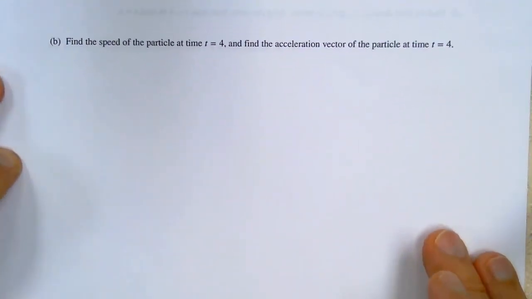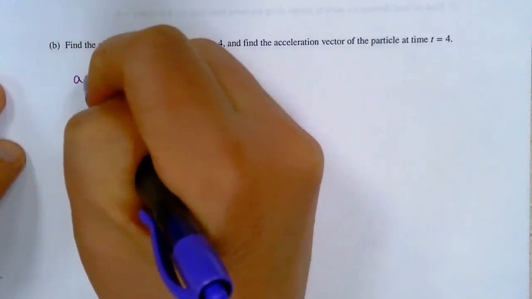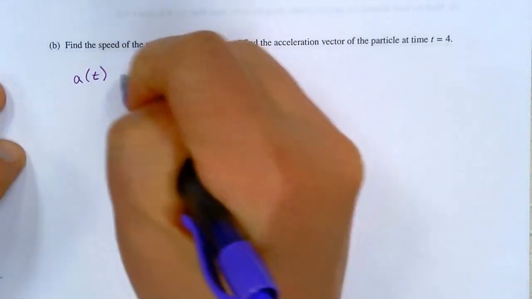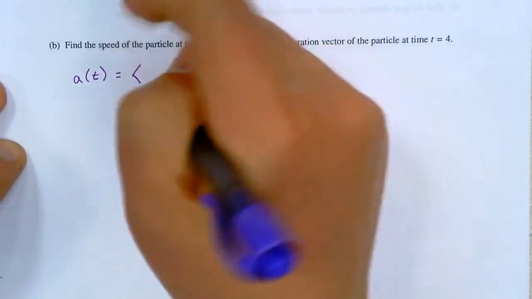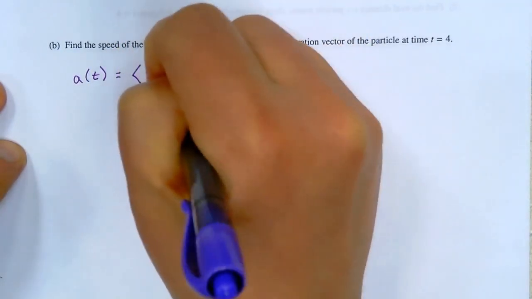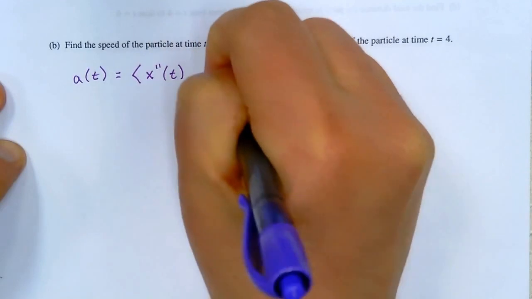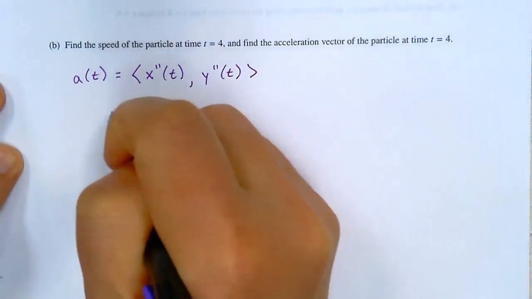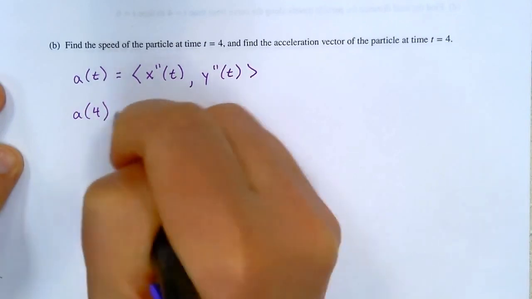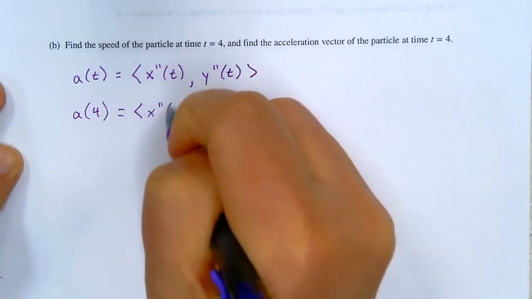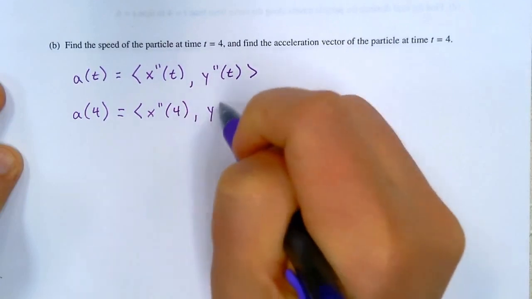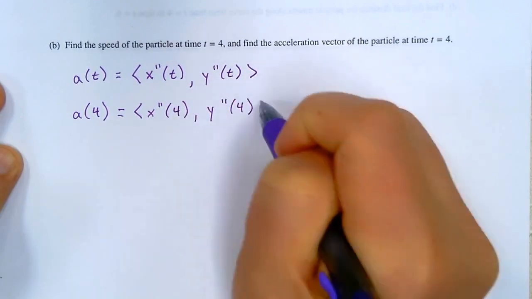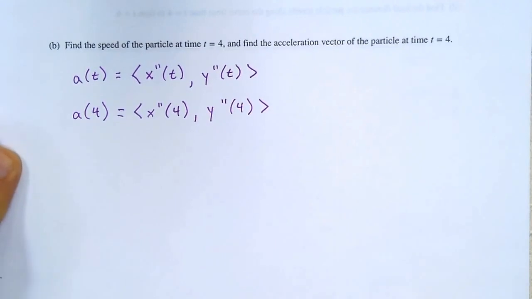Moving on to part B. Part B asks us to find the acceleration vector at time 4. So the acceleration vector, as we know, would be x prime prime of t, comma, y prime prime of t. And we want to find the acceleration at time 4, so we're looking for x prime prime of 4 and y prime prime of 4. Now they provide us x prime and y prime, so we can take the derivative of x prime and y prime.